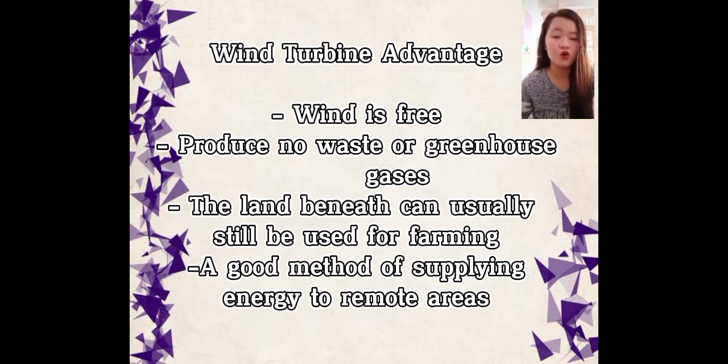Dapat yung land or yung pagtatayuan natin is nagagamit siya for farming. Next naman is for the last one, for the advantage is a good method of supplying energy to remote areas. Dito naman is good method means dapat maganda yung masusupply niyang energy para sa area na gagamitin yung wind turbine na yon to produce the electricity.